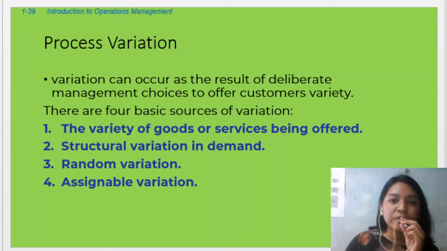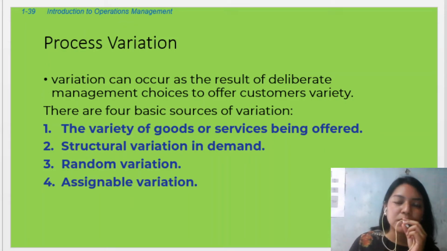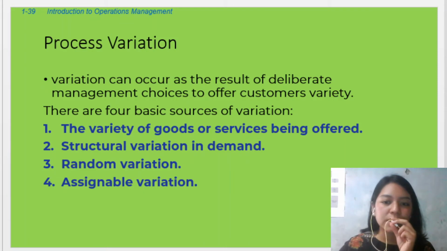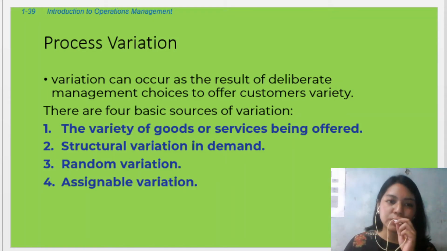Next is random variation. Random variation happens kapag, ano lang, natural lang. Nagkakaroon lang talaga ng pagkakaiba-iba depending on what happens in the environment. Next is assignable variation. Assignable variation happens kapag merong mga defective inputs. So, they have to change it because of these defective inputs or defective mga raw materials or whatsoever. So, nagkakaroon ngayon ng assignable variation.